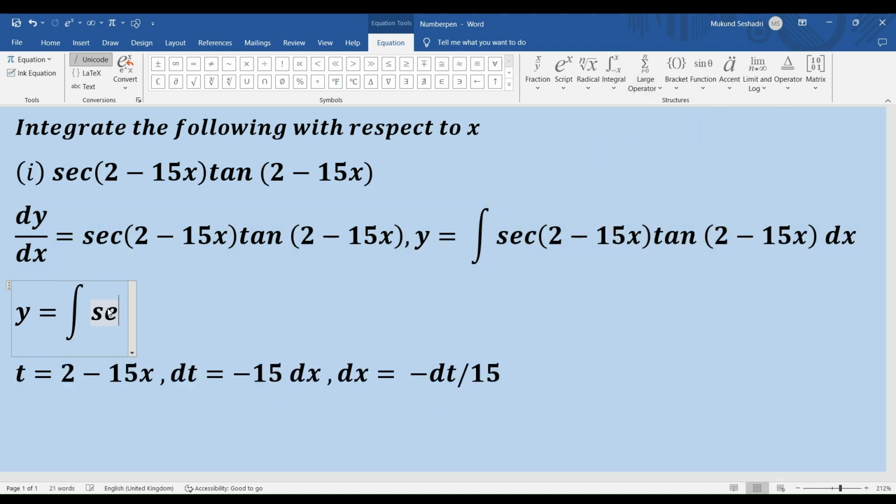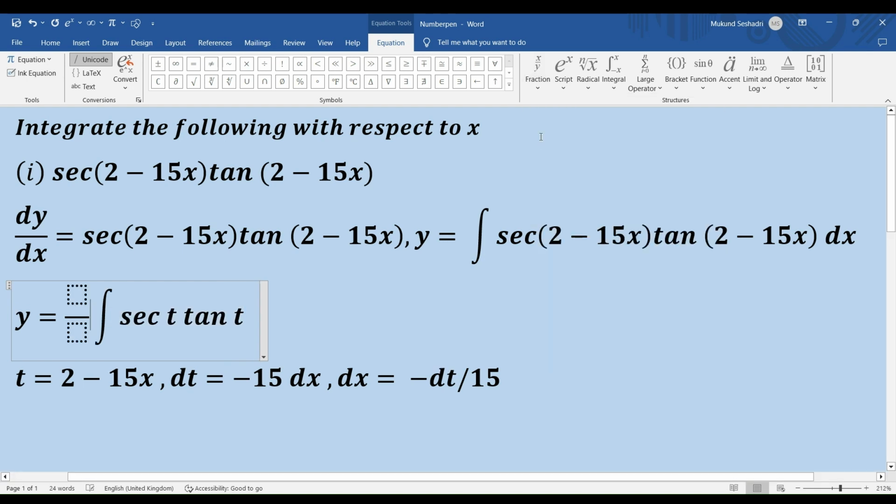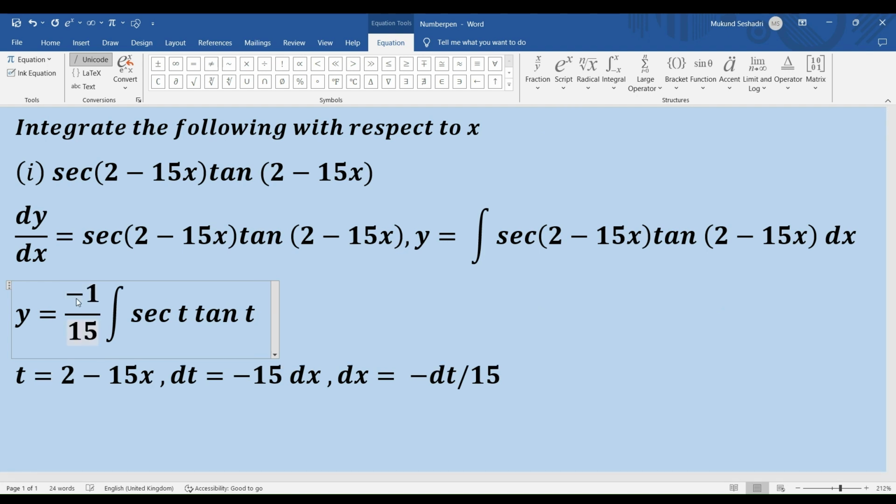So I have secant t, I have tan t, and when I write my dx in terms of dt, I gotta be a little bit careful. I shouldn't miss out the numbers. I have dx equals minus dt by 15. So I pull out minus 1 by 15, and then I have secant t tan t dt, right? So is this very familiar to us?